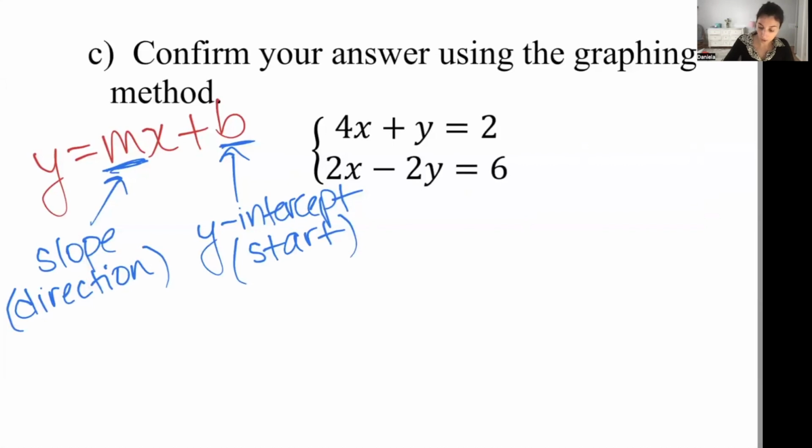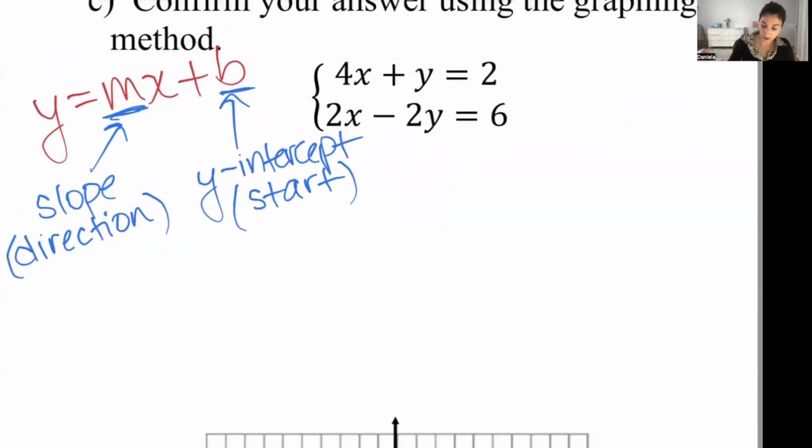So we actually already converted that top one in part A, but I'll show it again. Let's see here. I'll just do it over here. So 4x plus y equals 2.